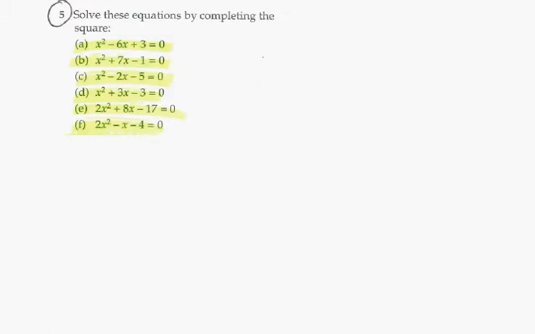Now I'm going to solve these equations by completing the square. It takes a lot of space with quite a few lines, so we'll perhaps start with the first one and see how far we get. So we've got x squared minus 6x plus 3 equals 0.